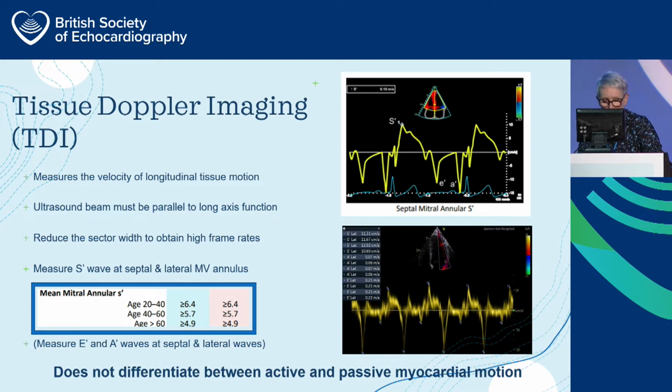The ultrasound beam needs to be parallel to long axis function. It's quite easy to do for your infraseptum, because it's usually straight down the middle of your sector, hopefully, but you might need to modify your view slightly to be straight to get perpendicular for your lateral wall. You need a high frame rate to obtain your TDIs, so make sure that you reduce your sector width and depth to optimize your image appropriately.